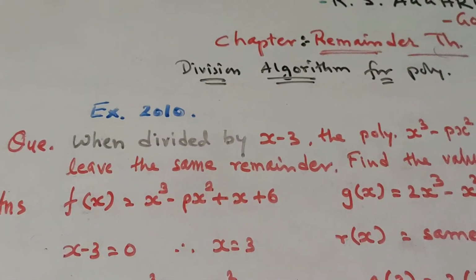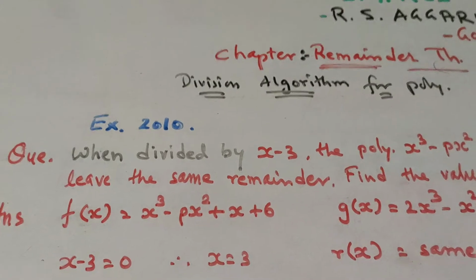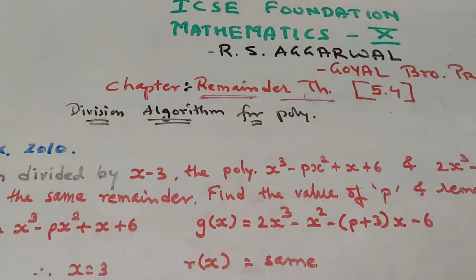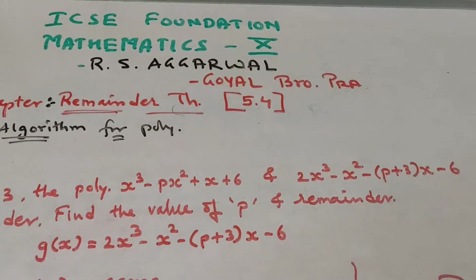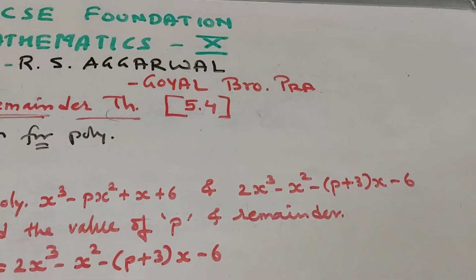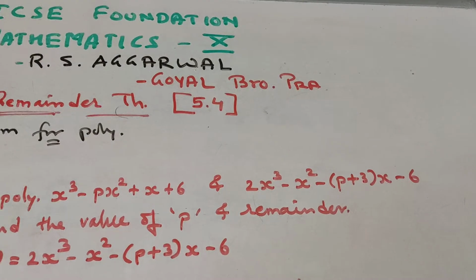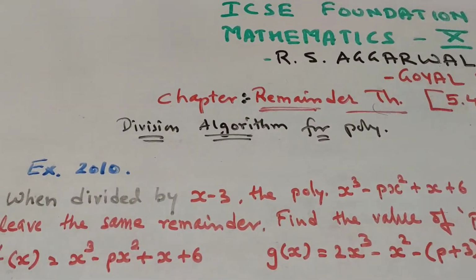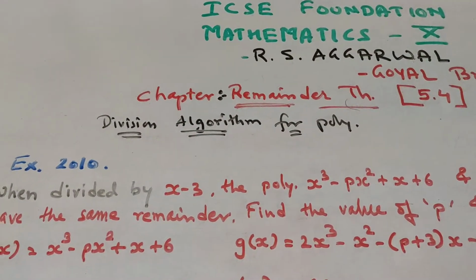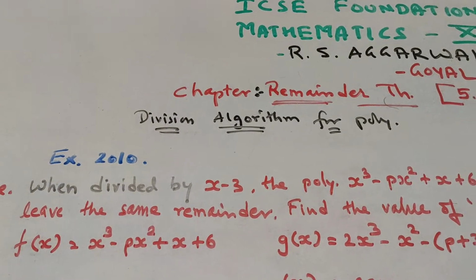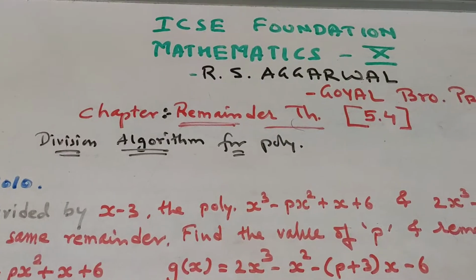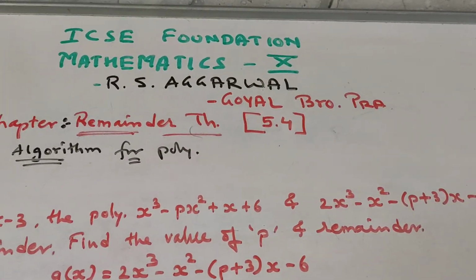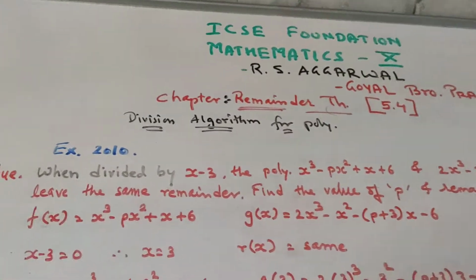The question says, when divided by x minus 3, the polynomials x cube minus px square plus x plus 6 and 2x cube minus x square minus (p plus 3) x minus 6 leave the same remainder. So when these two polynomials are divided by x minus 3, they leave the same remainder, and we have to find the value of p and the remainder as well. So we start with this one.